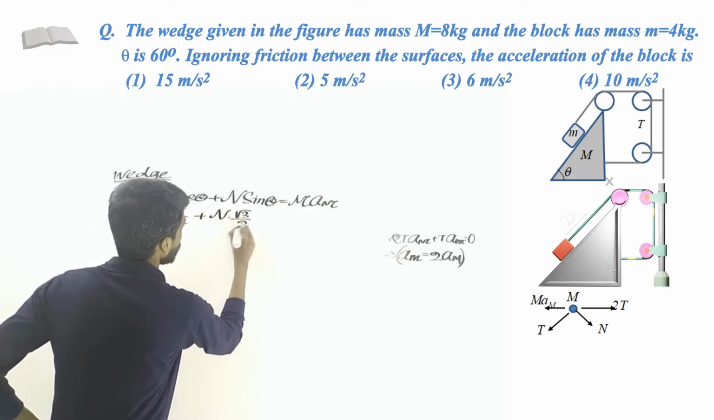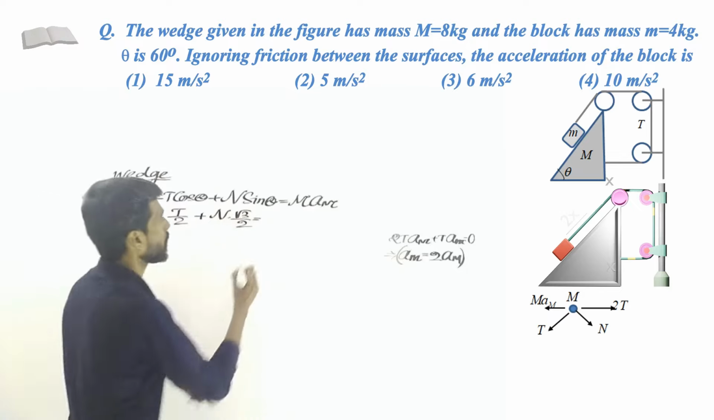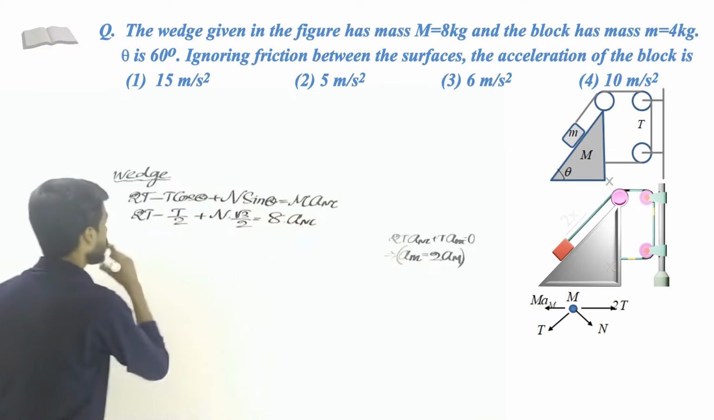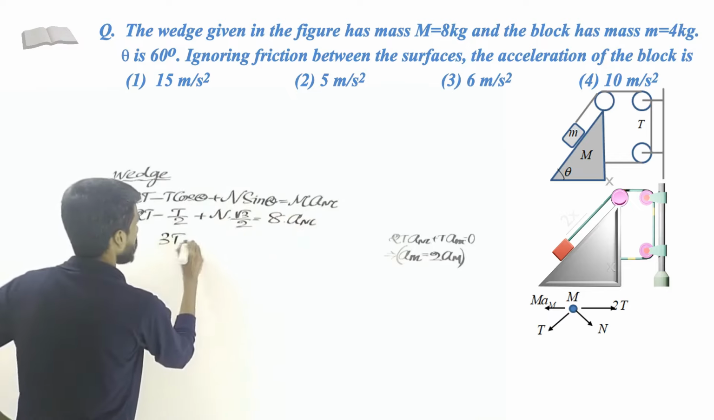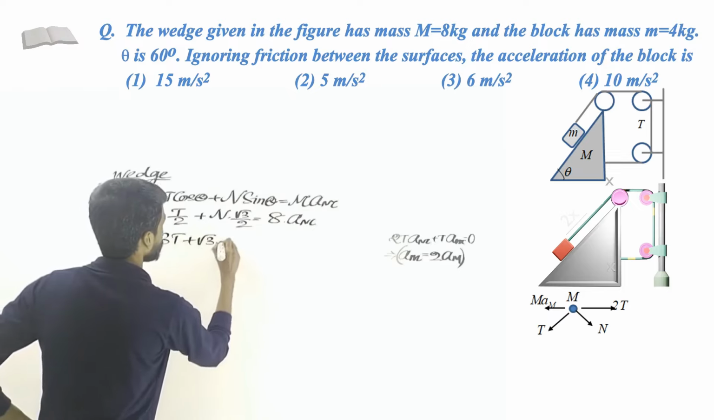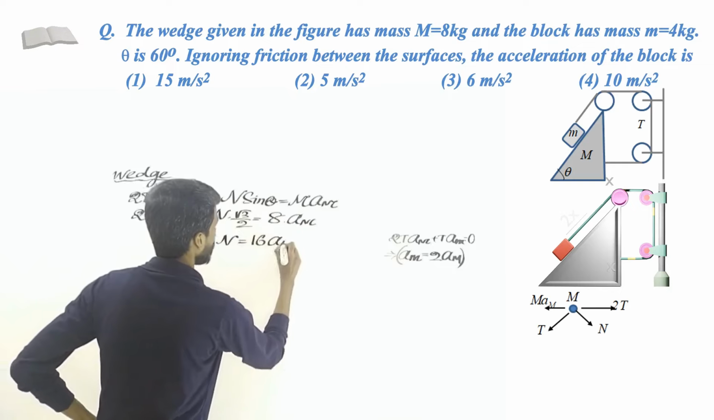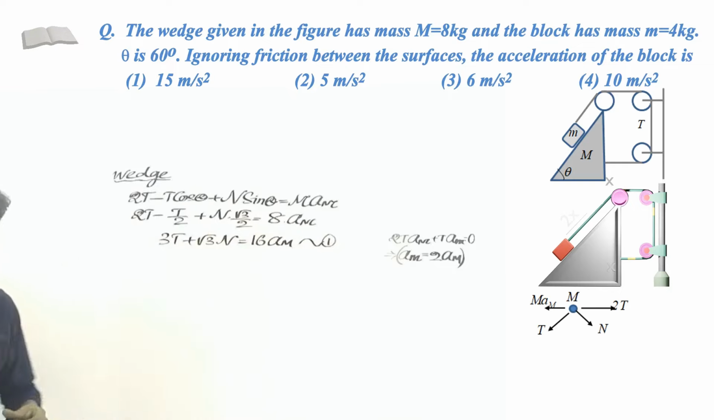So that is root 3 by 2. That equals the mass of the wedge, which is known, 8 kilogram, multiplied by the acceleration of this. Simplifying this further, it is 4T minus T, 3T, plus root 3 N equals 16 multiplied by m. Okay, that's all. This is equation number 1. So one equation we found.